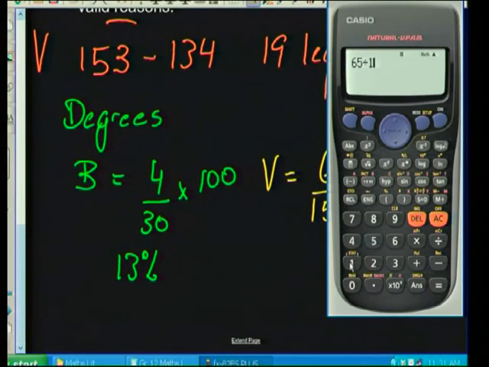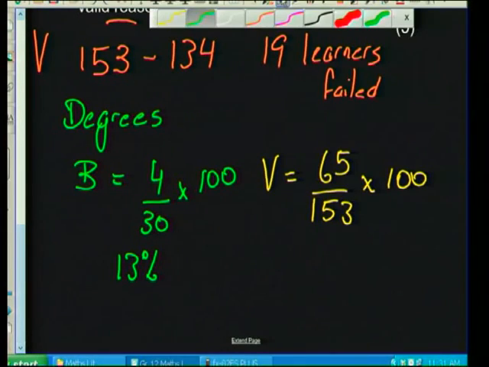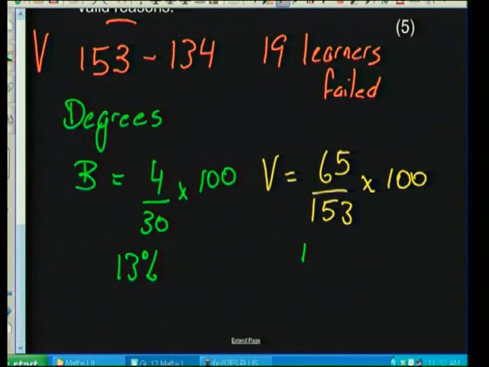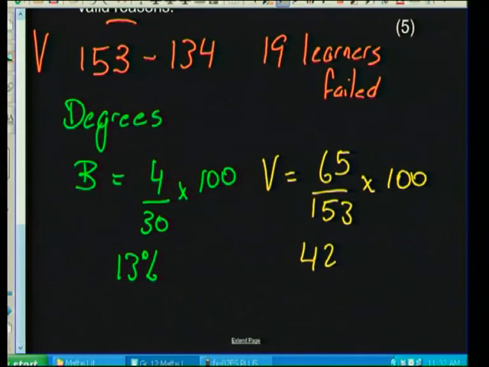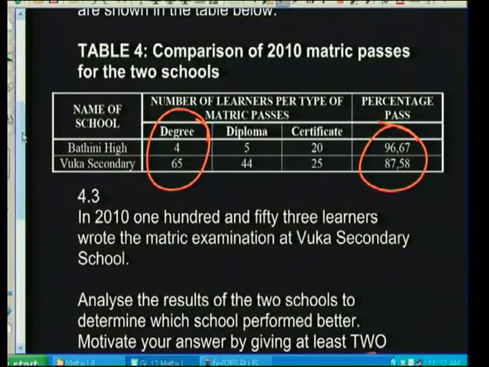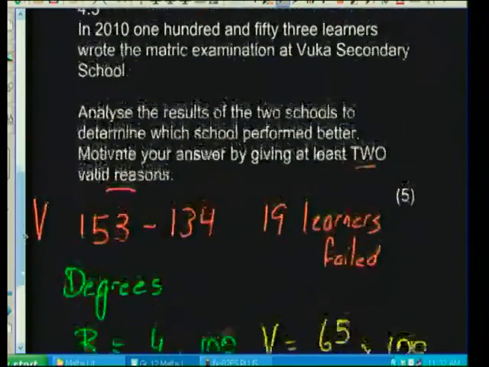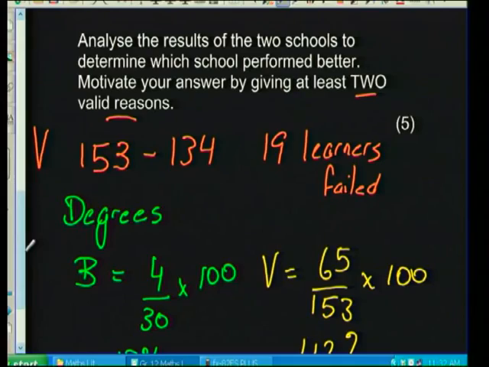And the other one was 65 divided by 153 times 100. Check your calculator. Okay? And we get 42%. So what can I say? I can definitely say, well, in this case, Vuka performed much better.